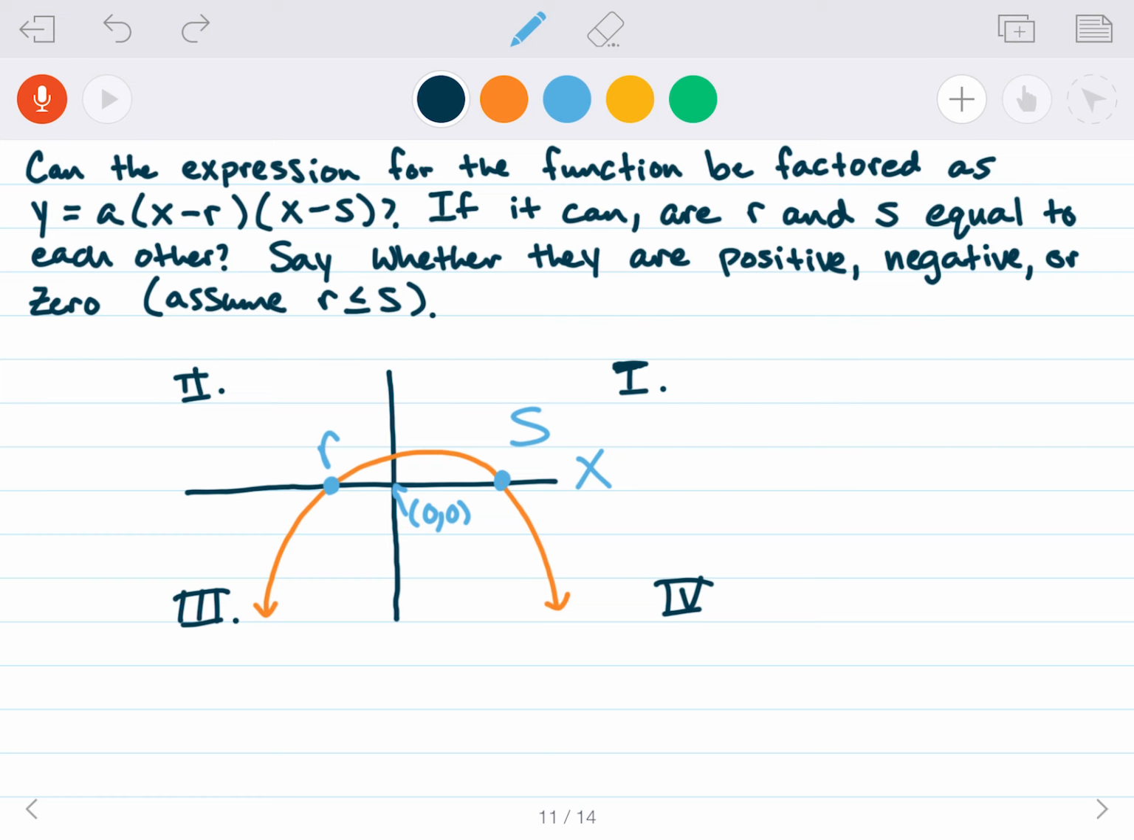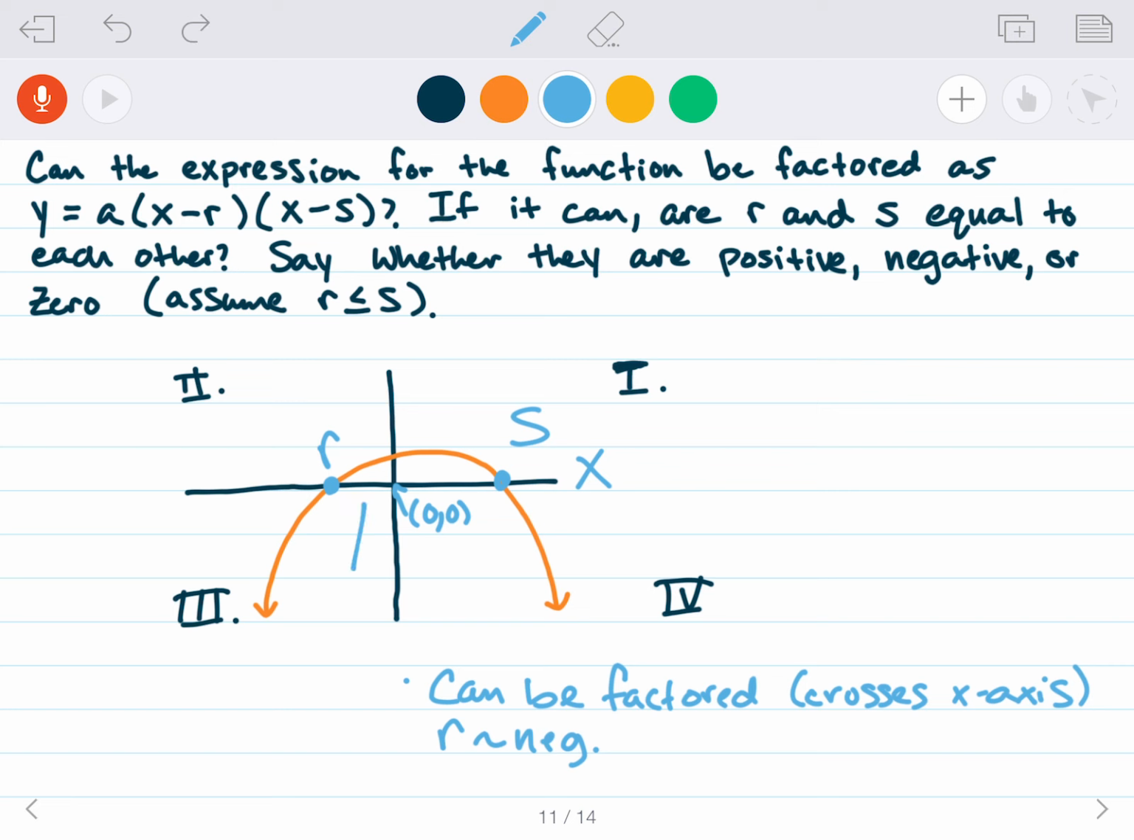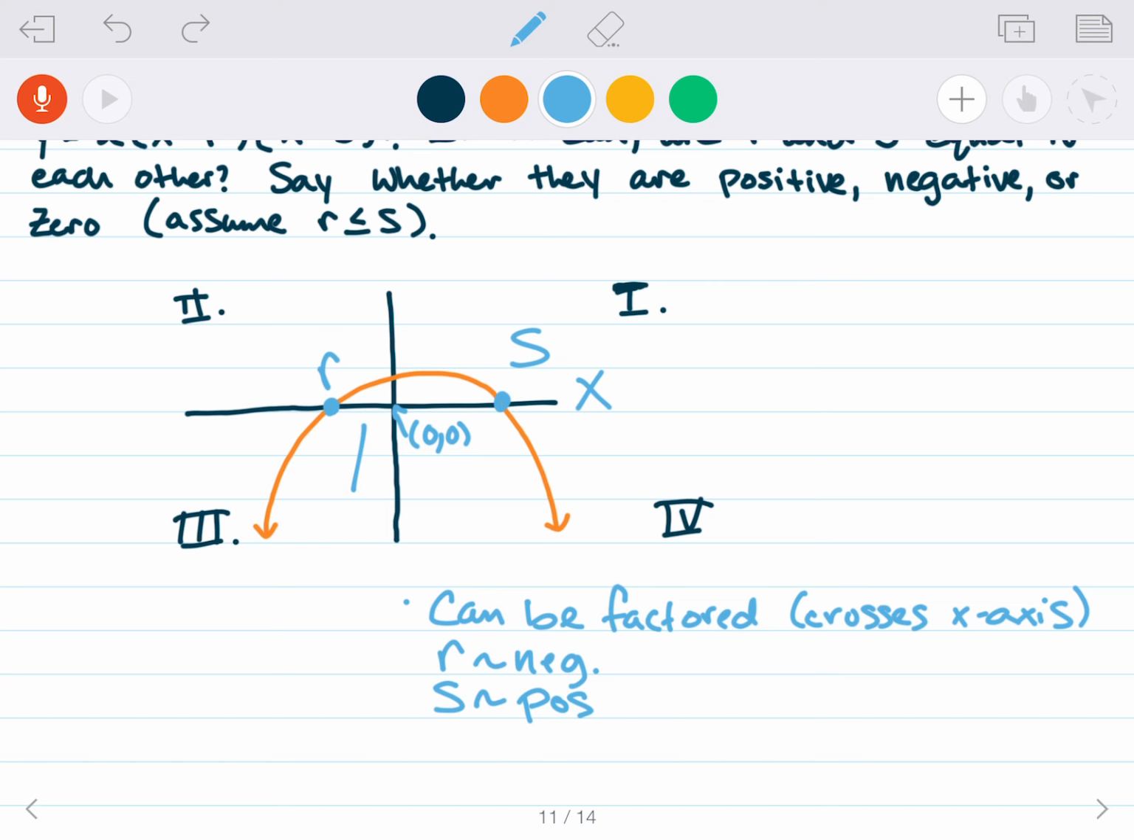Anyway, so first of all, R is going to be negative. It can be factored because it crosses the x-axis. R is negative because it's to the left of x equals 0. S, on the other hand, is going to be positive because it's to the right of x equals 0. And they don't equal each other, obviously, because they're two different numbers. One's positive and one's negative.